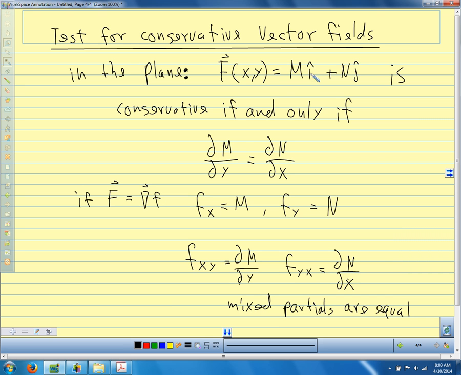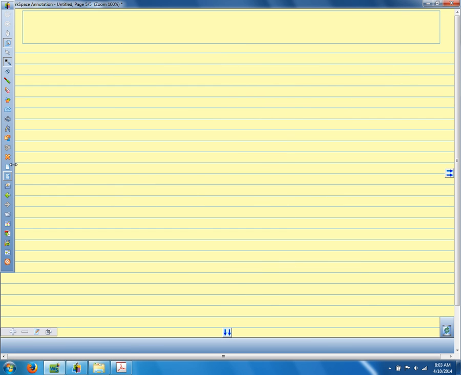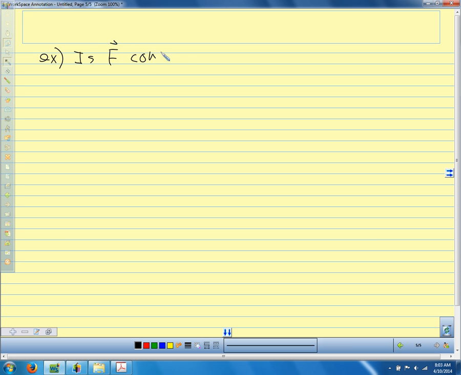Let me see, is this the example? Yes. So we want to see, is the vector field conservative? That's our first question, and if so, find a potential function.